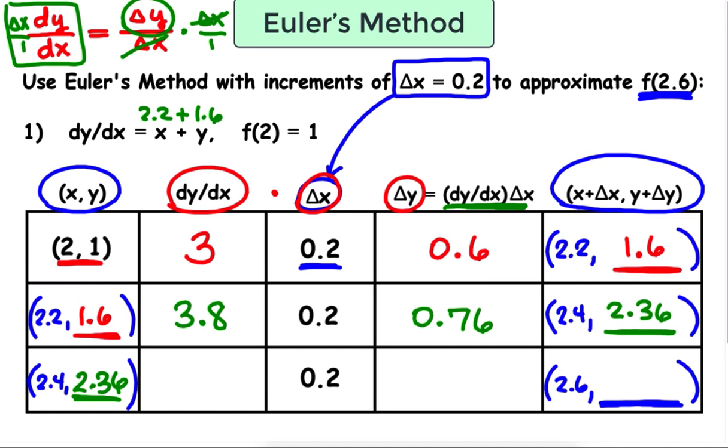All right, finally, last line. dy/dx, the derivative, is just x plus y. If you add these two things together, you're going to get 4.76. Multiplying that by 0.2 is going to leave you with 0.952. Adding the 0.952 onto the pre-existing 2.36 gives us our answer of 3.312.